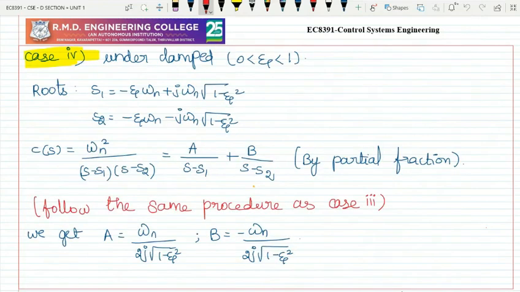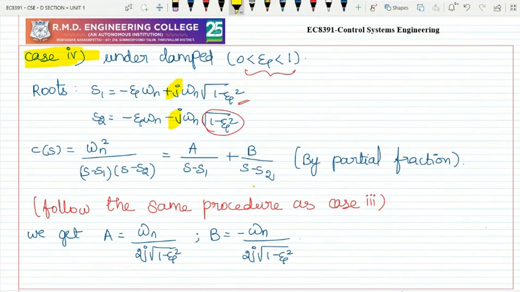Then the last case, underdamped: 0 less than epsilon less than 1. So its value will be less than 1. Automatically your root will be 1 minus epsilon square. In the previous case it was epsilon square minus 1, but here it is 1 minus epsilon square for simple arrangement. And make sure that we have put j here, because I'm taking the root of minus outside, so thereby I'm getting j.